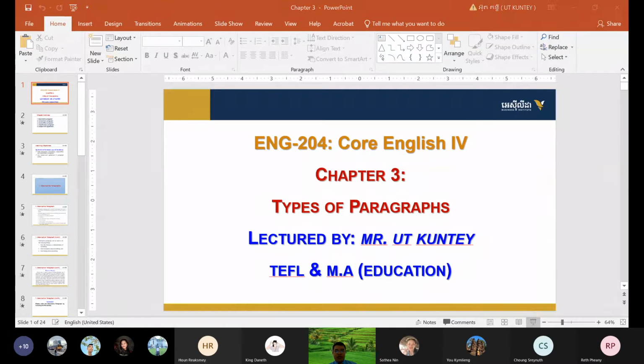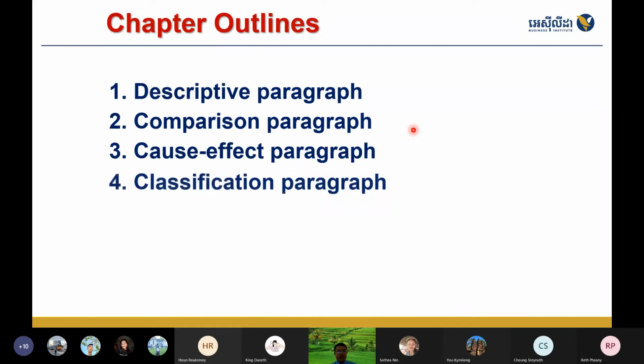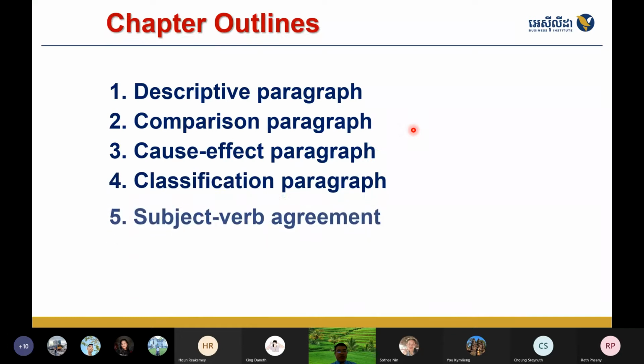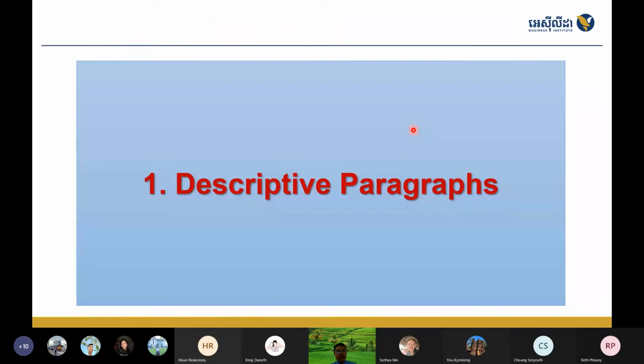So today we have to review. What have we learned so far? We review from chapter 3. In chapter 3 we talk about types of paragraph. In this unit or chapter we will focus on five: descriptive paragraph, comparison paragraph, cause and effect paragraph, classification paragraph, and the last one, subject-verb agreement. And this is the learning objective.